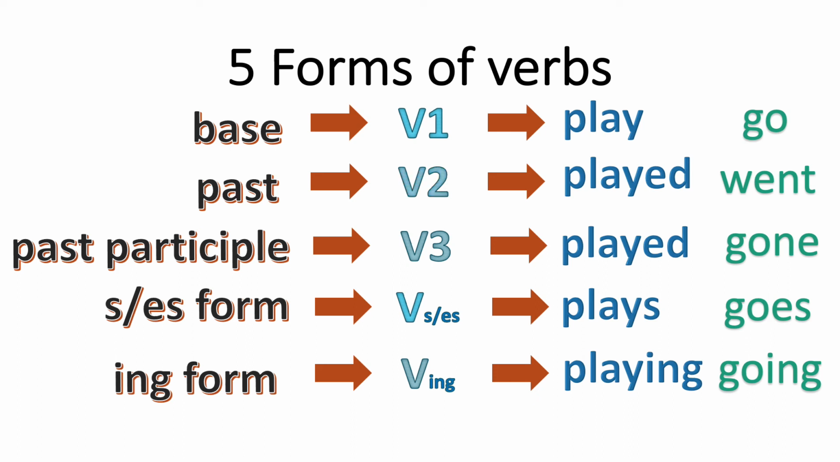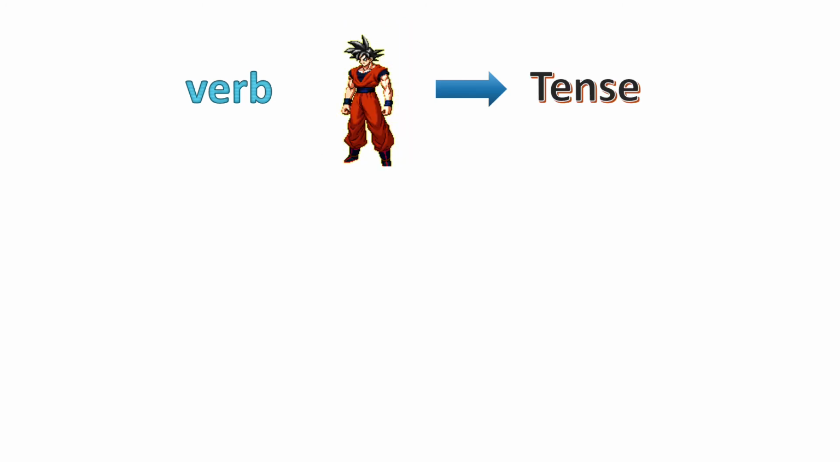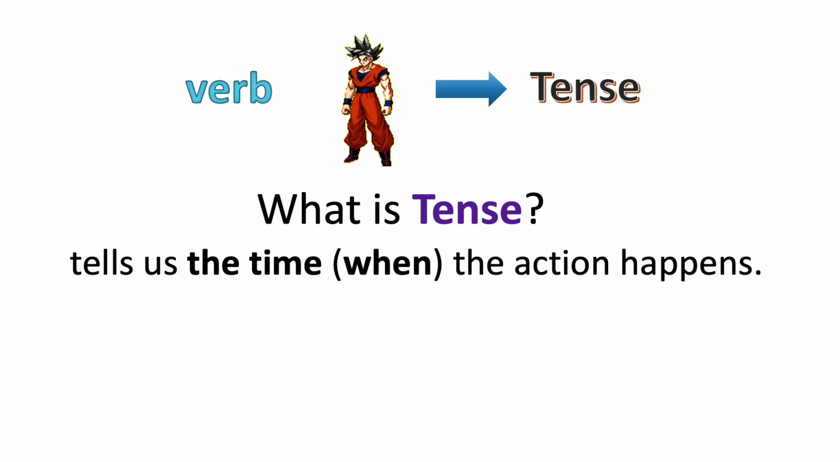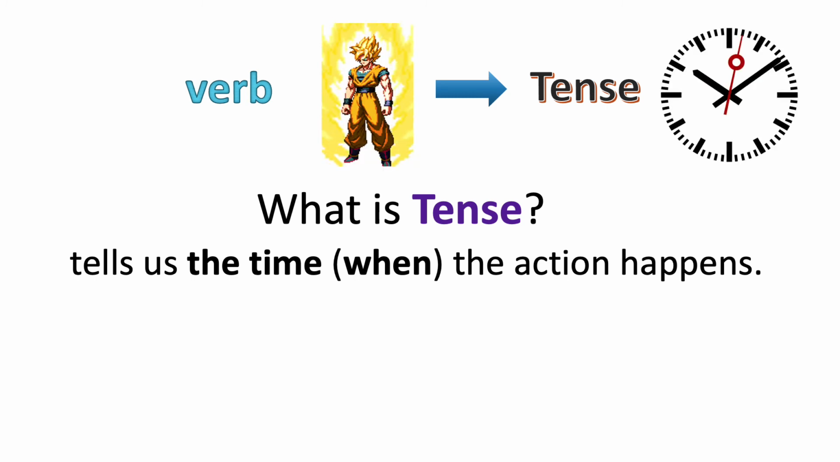Now we are clear about the verb forms. But you're probably wondering, why do we need to change the form of the verbs? The answer is simple. You see, a verb will change form according to the tense used. But what is tense? A tense tells us the time when the action happens. So take a good look at the visuals on top again. A verb changes form according to when it happens or the time the action happens.